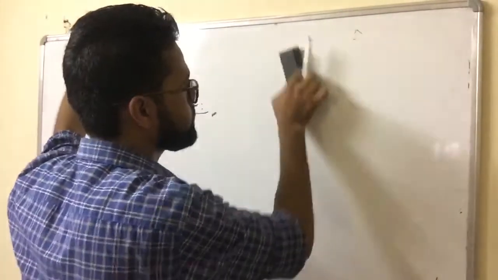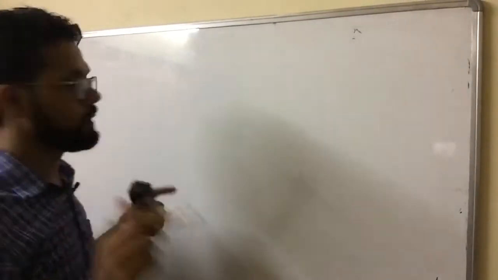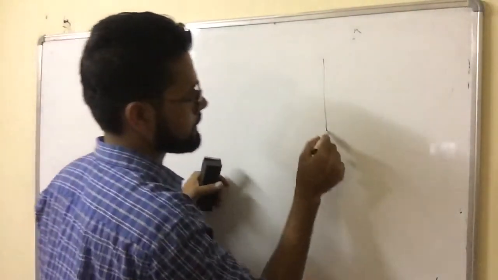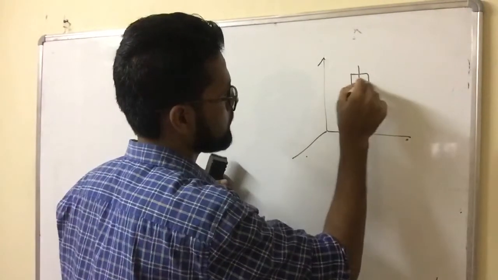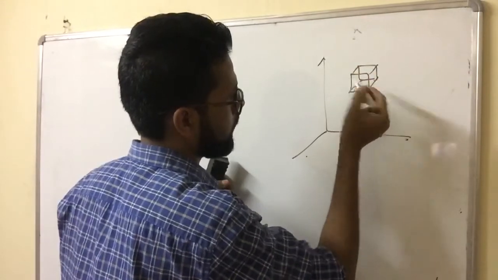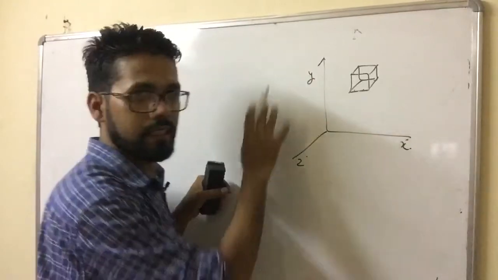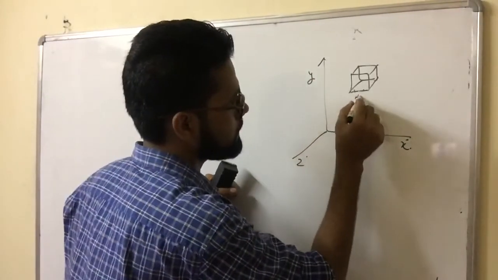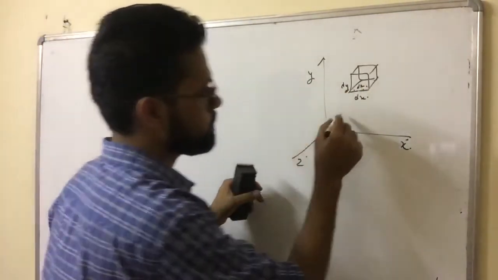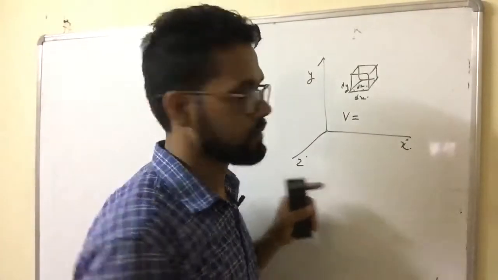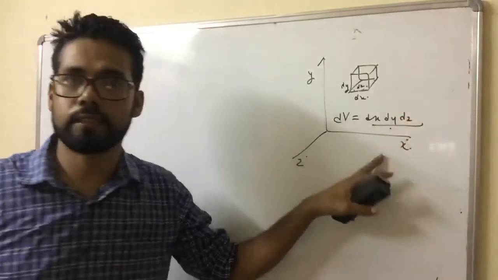I am drawing it again. Phase space, and the density of states I am going to calculate. Remember, this is Cartesian space. If I take a small cell, suppose this is x, this is y, this is z, you can take any arbitrary cell. This is dx, this is dy, this is dz. What is the volume? Volume is the product of all dimensions, dx dy dz, in Cartesian space.